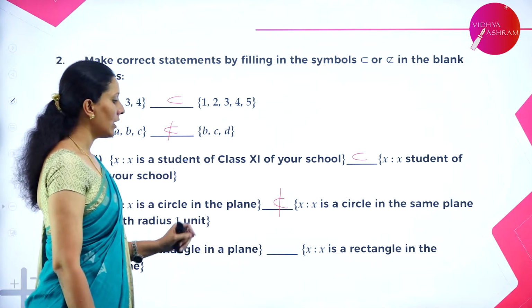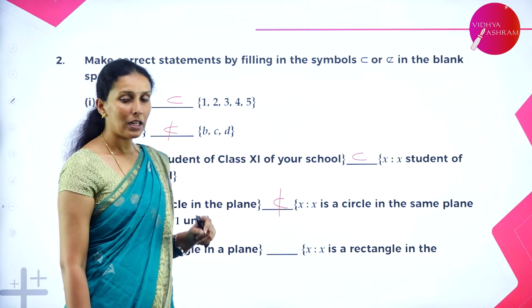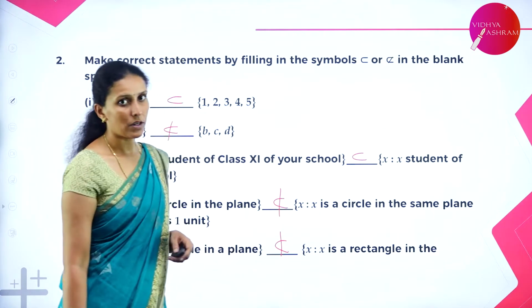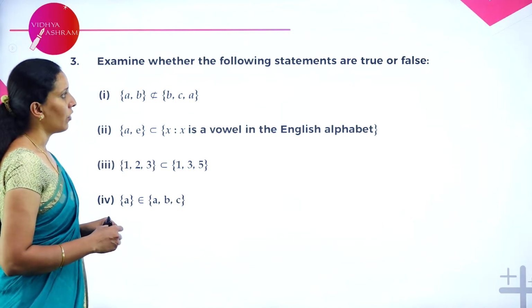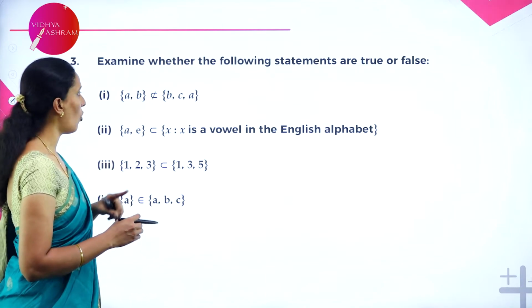X is a triangle in a plane, Y is a rectangle in the plane. So, triangles cannot form a subset of rectangles, so therefore, it is not a subset there. Examine whether the following statements are true or false. We need to verify whether it is true or false.